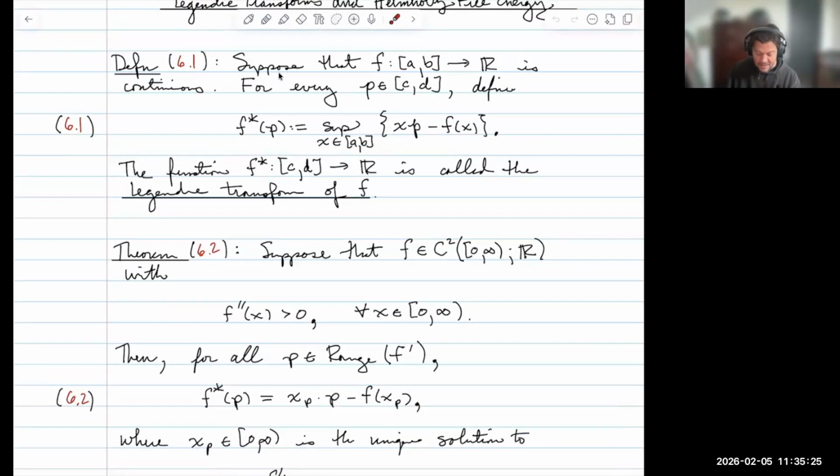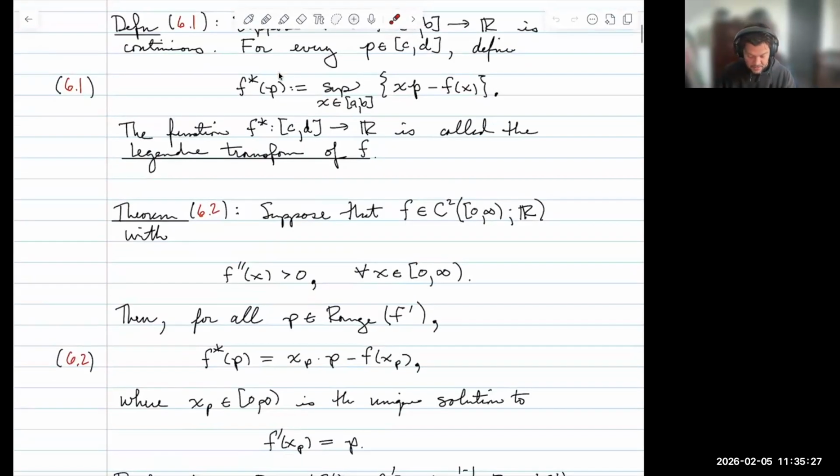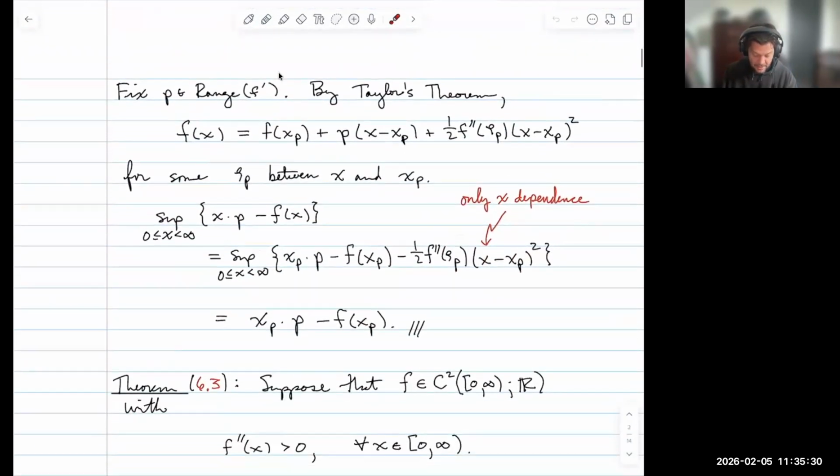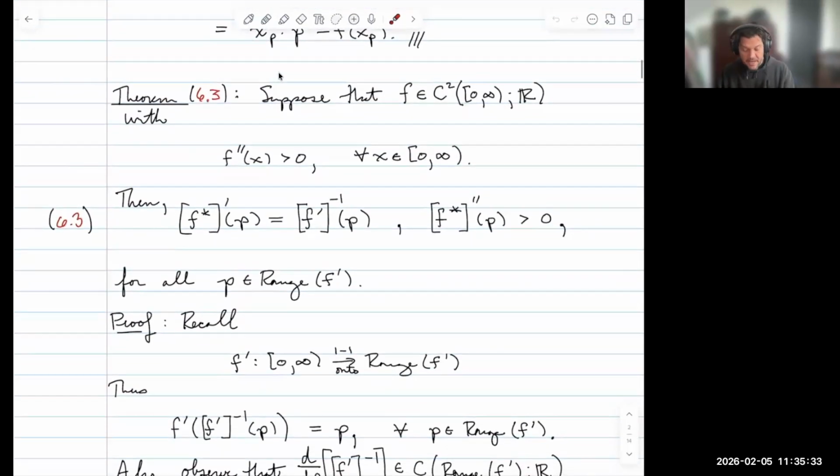Now, that doesn't explain yet why this function is at all interesting to us, this Legendre transform. We're going to get to that point momentarily. We need a couple more facts about this thing first. So if, again, f is a C2 function from its domain into R, a real valued function, that is convex, then the derivative of the Legendre transform function f star, we have a formula for that. It's precisely equal to the inverse function of f prime, the inverse of the f prime function.